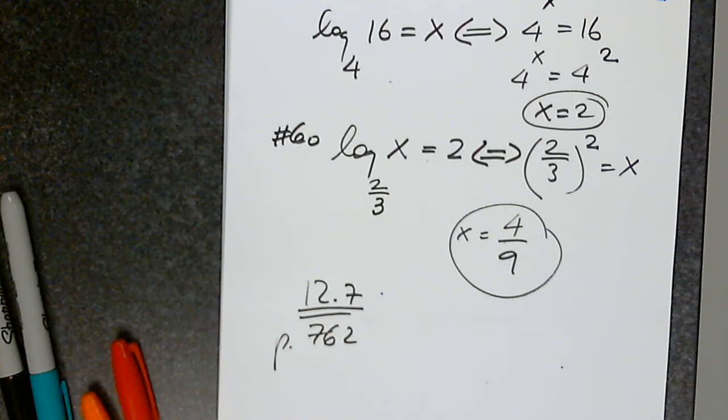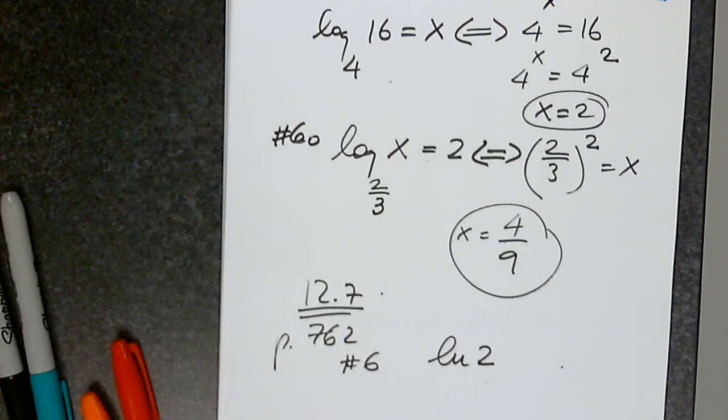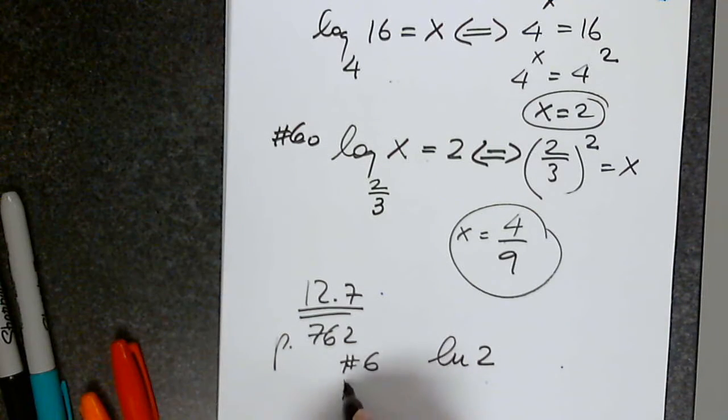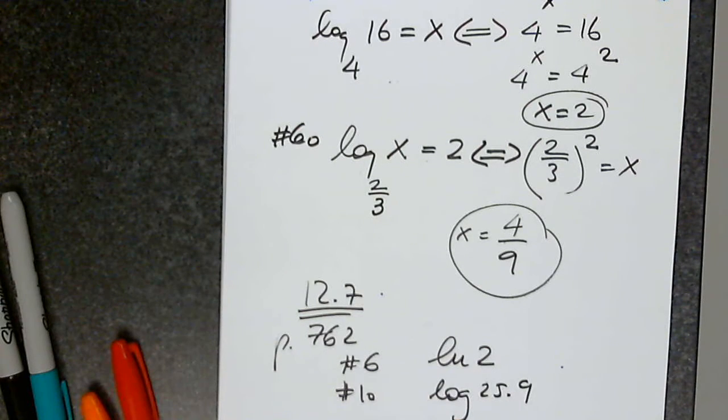Use a calculator to approximate each log. So we're going to look at 6. We want to approximate natural log 2. And at 10, approximate the common log of 25.9. So let's take a look. With the graphing calculator, to approximate natural log 2, click on natural log, put 2, close the parenthesis, and press enter.